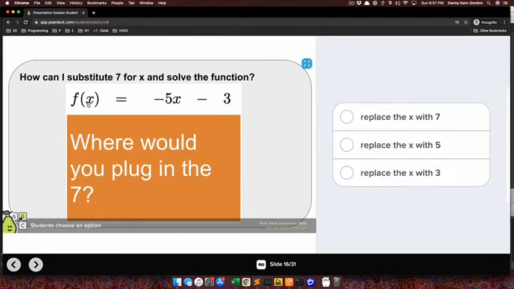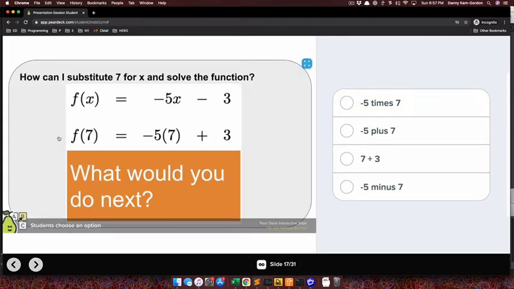So here we have f of x equals negative 5x minus 3, and they want us, like we said before, to put in 7. So it's going to be f of 7 equals negative 5 times 7 minus 3. So what are we replacing the x with? Of course, it tells you up here. Whatever it says to substitute in for, that's what we're going to substitute in. So we're going to replace x with 7.